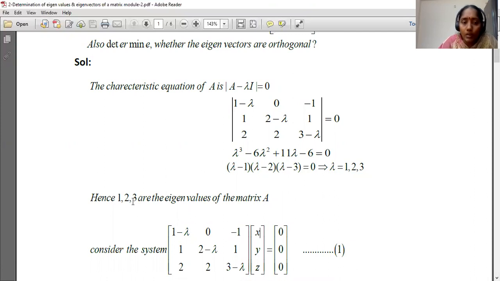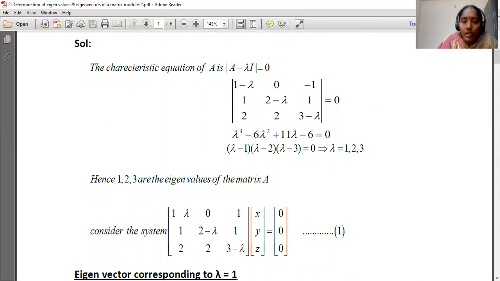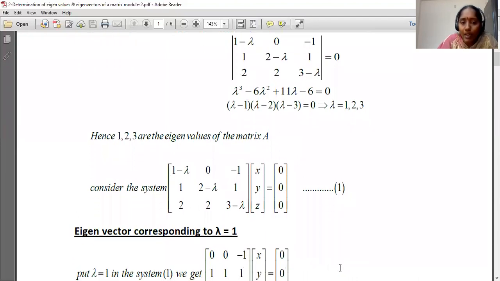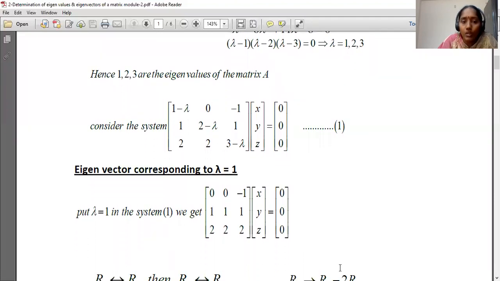Before finding the eigenvectors, we first need to write the homogeneous system, that is (A minus lambda I) times x equals 0. We already discussed this point: for each eigenvalue there exists an eigenvector x such that (A minus lambda I) x equals 0. Now we find the solution for all the cases of lambda: lambda equals 1, 2 and 3.